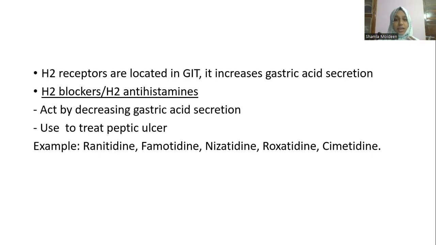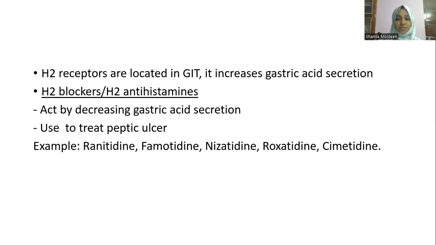H2 blockers act by decreasing gastric acid secretion by binding on H2 receptors present in the GIT. These types of drugs are mainly used to treat peptic ulcer diseases. H2 antihistamines include drugs like ranitidine, famotidine, nizatidine, roxatidine, and cimetidine. I will say once more: ranitidine, famotidine, nizatidine, roxatidine, and cimetidine.